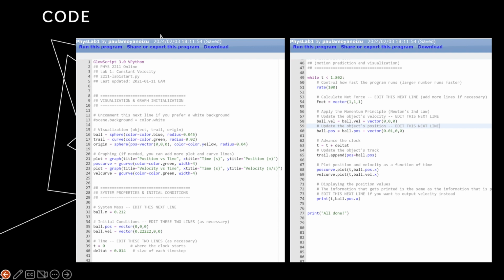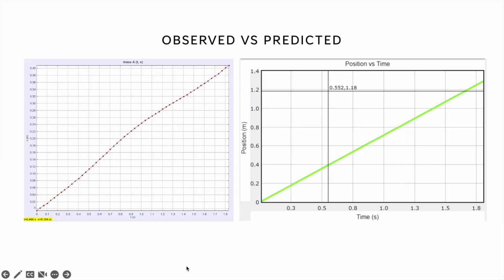Here is the code I uploaded into GlowScript. I changed the mass of the water bottle, which in the end does nothing because mass gets canceled out, and the time and velocity. Here are the two graphs. The one on the left is the one produced by the tracker, and the one on the right is the one produced by GlowScript, the computational one.